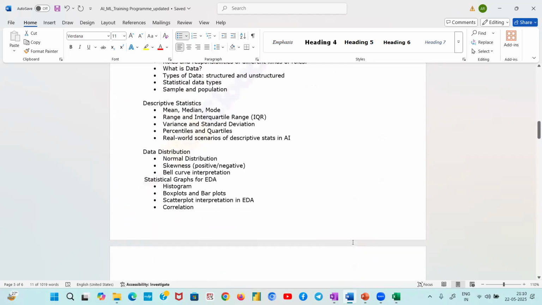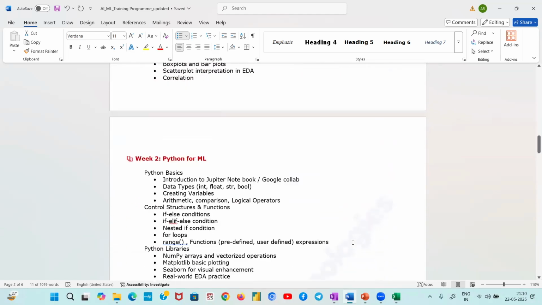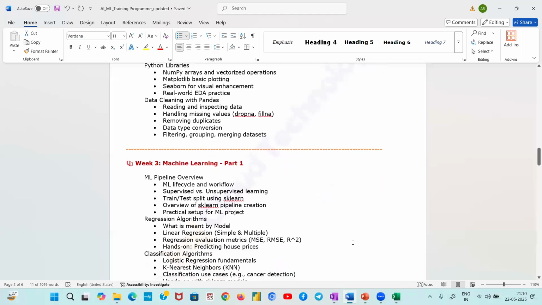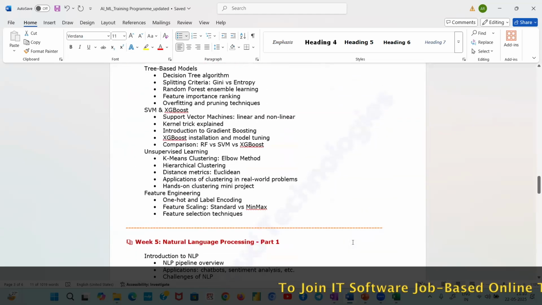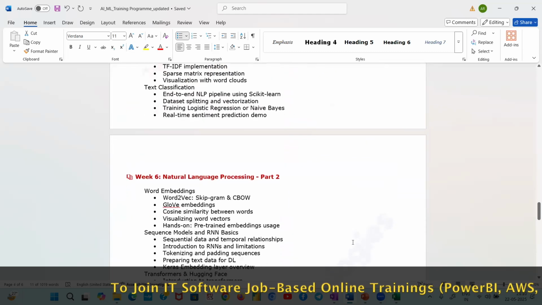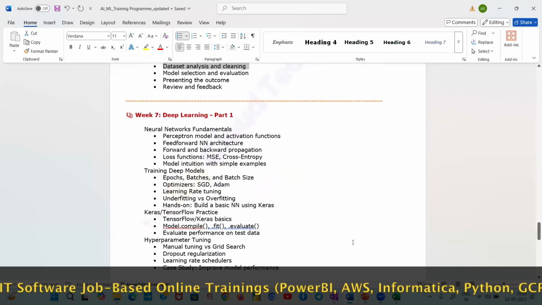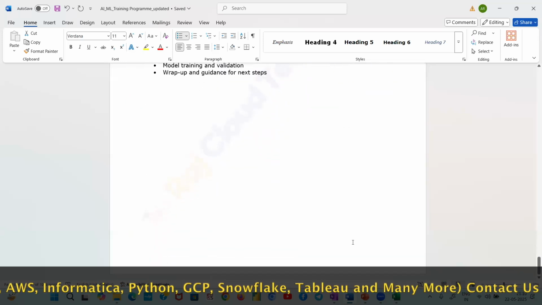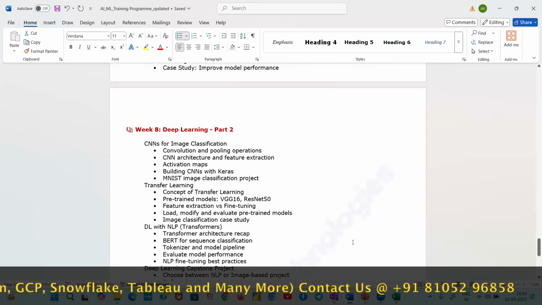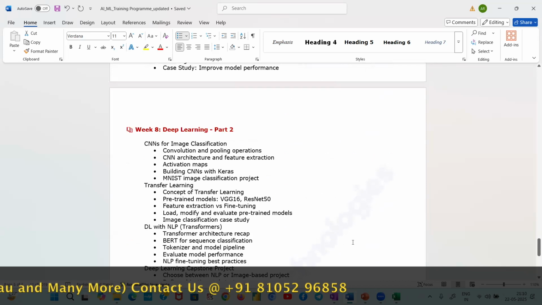Started with statistics and the fundamentals of Python, then machine learning introduction in detail, 2 weeks for machine learning, 2 weeks for NLP, 2 weeks for deep learning, which completes our entire structure. And at the end, definitely you are going to have one project with a detailed explanation.